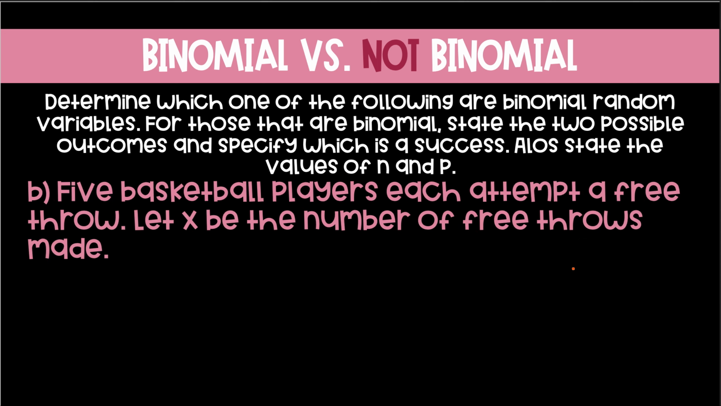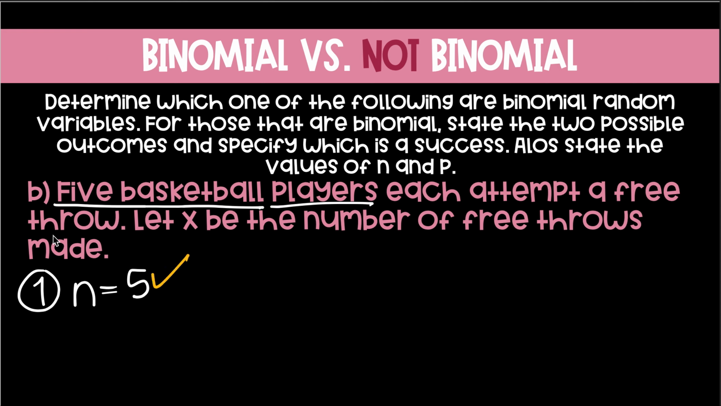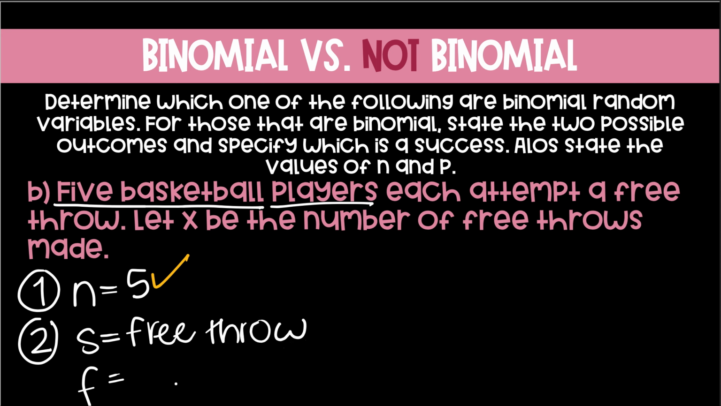Second example, 5 basketball players each attempt a free throw. Let X be the number of free throws made. Is there a fixed number of trials? Yes, 5 basketball players. Our number of trials is 5. This condition is met. Second condition, do we have a well-defined success and failure event? Success will be the free throw made. Failure would be anything else, so that they miss.